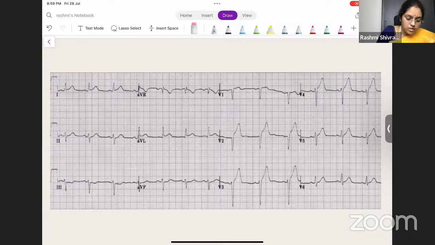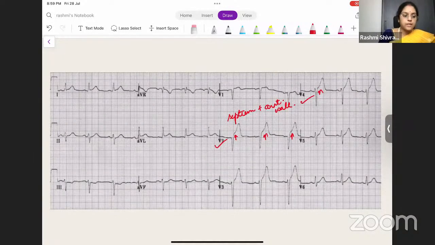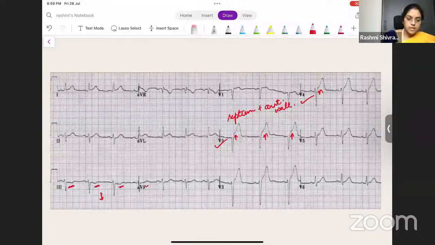Then what else do you see? You see that there is an ST segment elevation, isn't it? There is an ST segment elevation from V2 to V4. So what is this? The septum is also involved, plus the anterior wall. ST segment elevation and peaked T waves are there. There is also some reciprocal ST depression in lead 3.